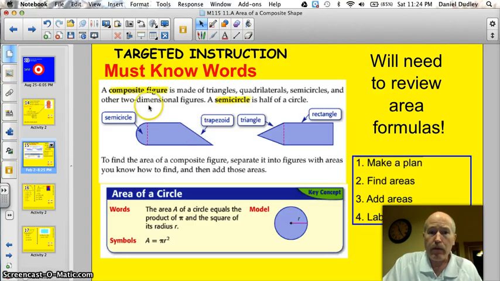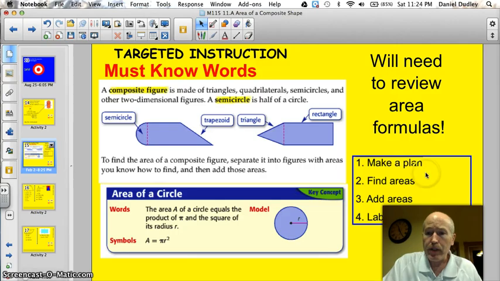Let's review some vocab for tonight. Composite figure, that's a figure made of triangles, quadrilaterals, semicircles, and other two-dimensional figures. Here's a semicircle, that's a half of a circle. So to find the area of this composite figure, you'd find the area of the trapezoid and the area of the semicircle. To find the area of this composite figure, you'd find the area of the triangle and the area of the rectangle. Then you add them together.